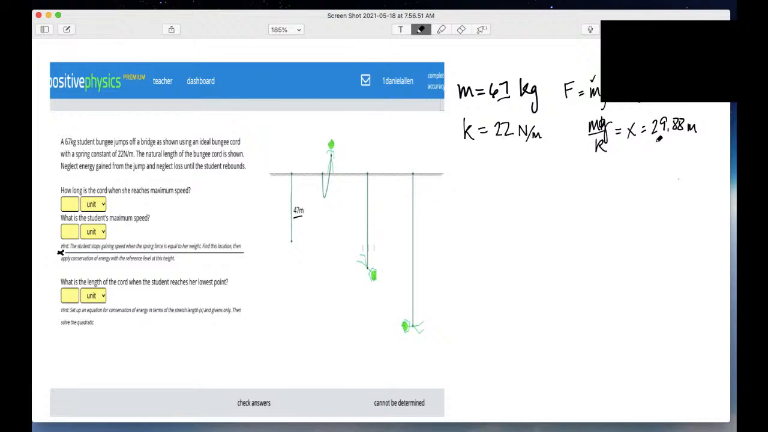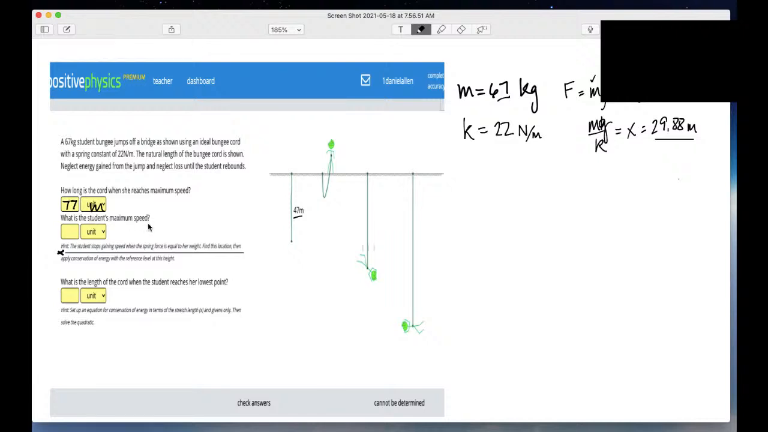So the stretch is 29.88, and the original length is 47, so we add those together, plus 47, and we get 76.88. So we get 77 meters. Now, what is the student's maximum speed?